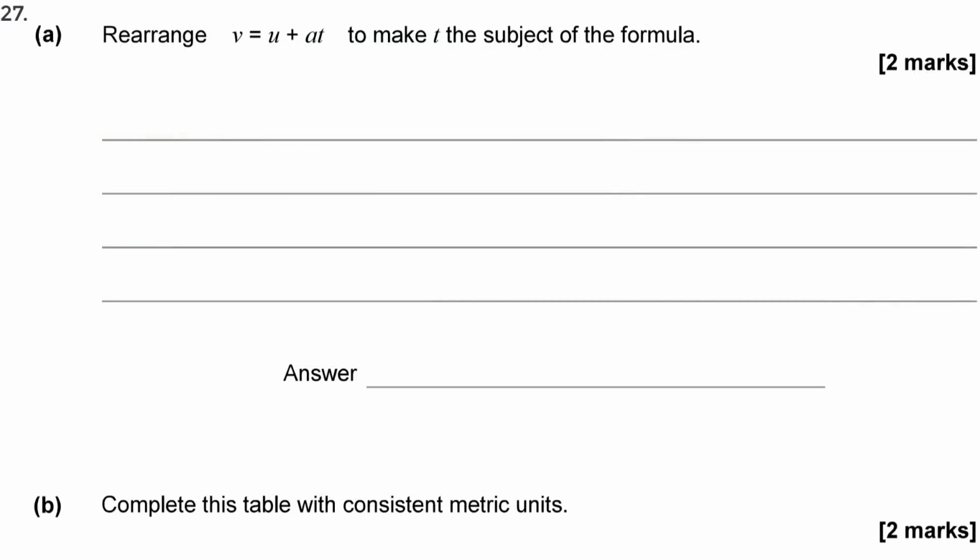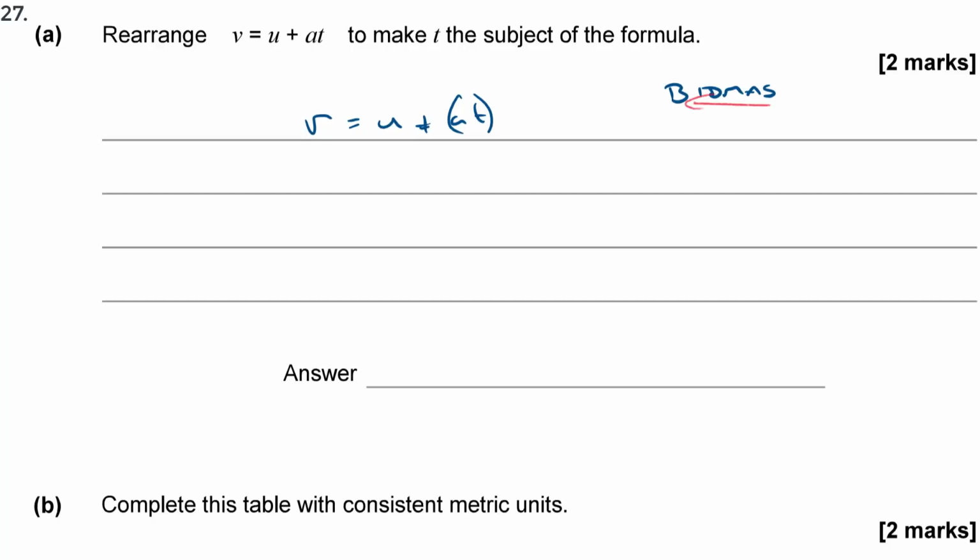Rearrange v equals u plus at to make t the subject of the formula. Now you have to think a little bit about BIDMAS when you're doing these. BIDMAS says brackets, indices, division, multiplication, addition, subtraction first. So if you were working this out, you would first multiply these two together and then you would add on the u. And then when you're rearranging these, you have to go in the reverse order of what you would do in BIDMAS.